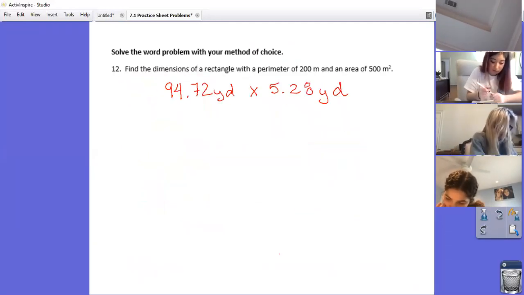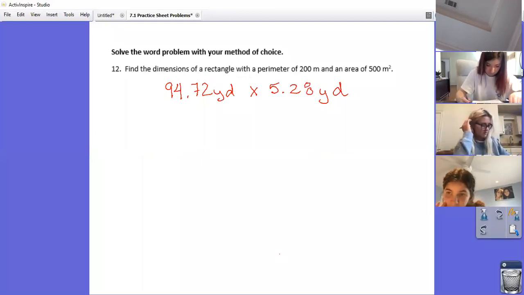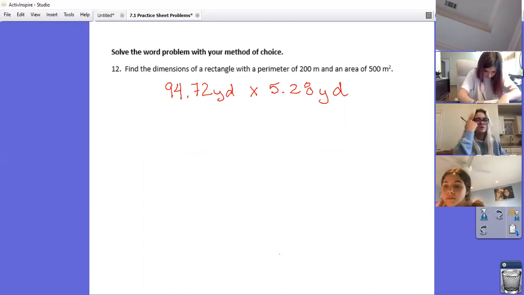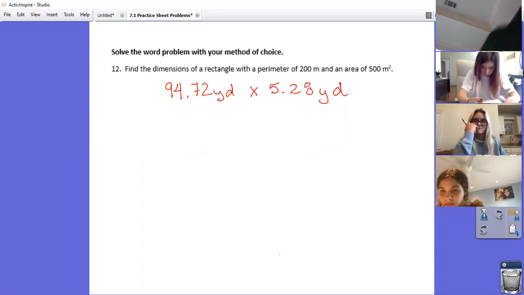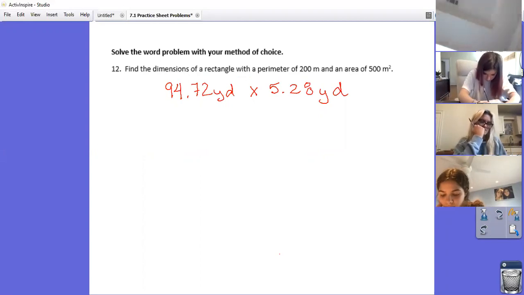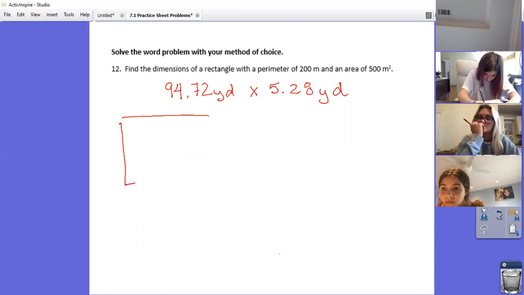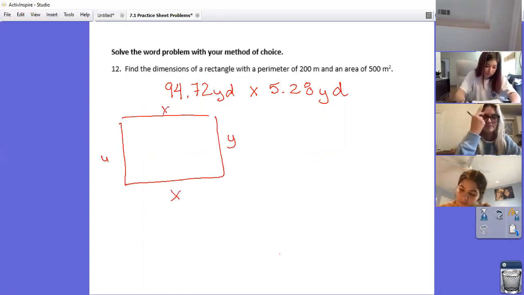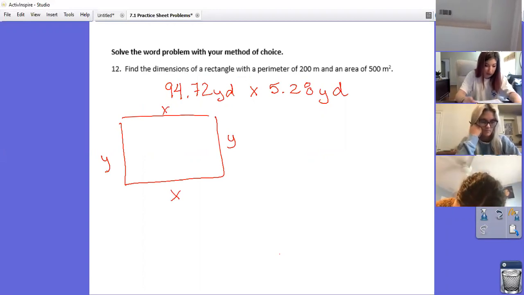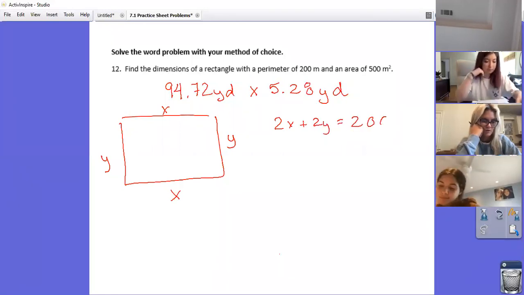Okay. Do you guys want me to work out number 12? Yeah, can you do the word problems? Yeah. I'll at least set them up, and then you can have time to go back and work them out. I think setting them up is the hardest part. Yep. So I know the perimeter is 200, so it'd be 2x plus 2y equals 200. That's to get the perimeter.